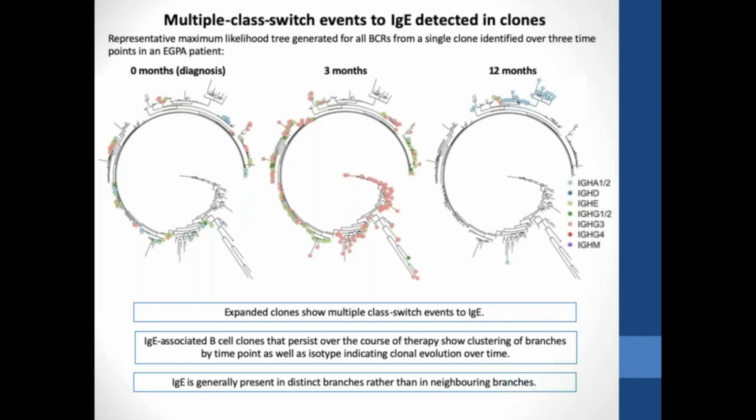And we can show that the B cell VDJ sequences cluster according to time more than they do according to isotype. And IgE is typically present in distant branches rather than neighboring branches, suggesting that the IgE B cells are actually maintained by non-IgE precursors. And you can still get significant levels of somatic hypermutation during the course of pretty stringent therapy.